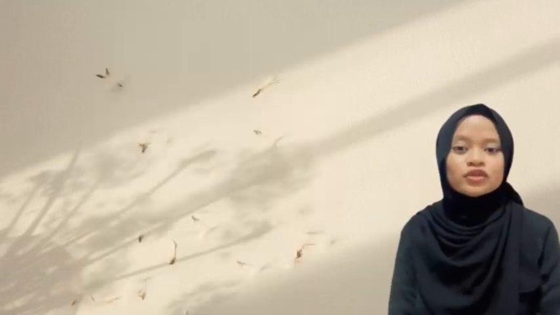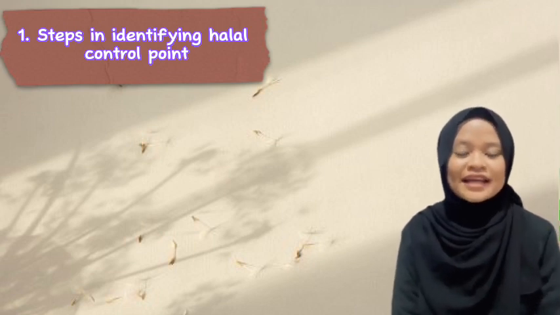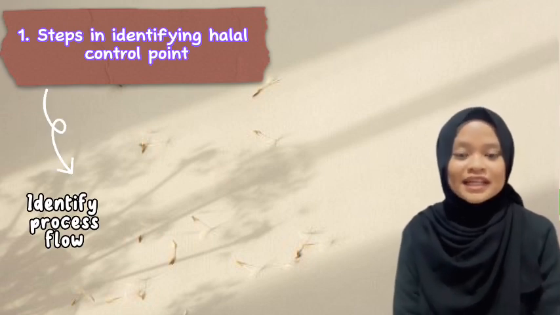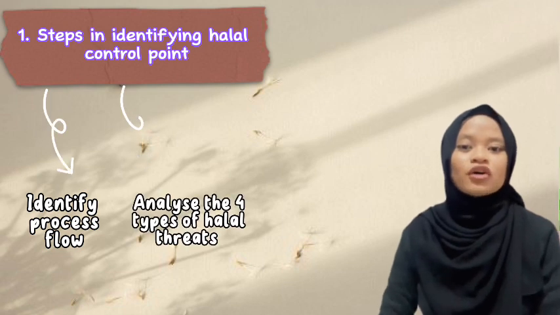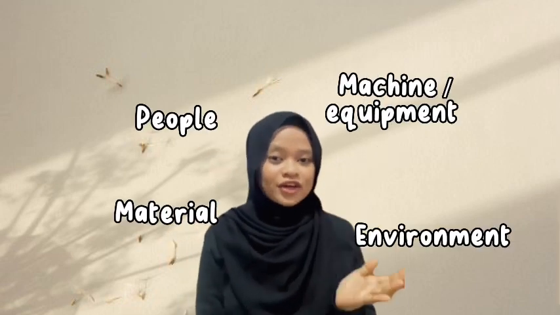Next, we go to step in identifying halal control point. First is identify process flow. Second, analyze the 4 types of halal treats for each process step. The halal treat is material, people, machine or equipment, and environment.